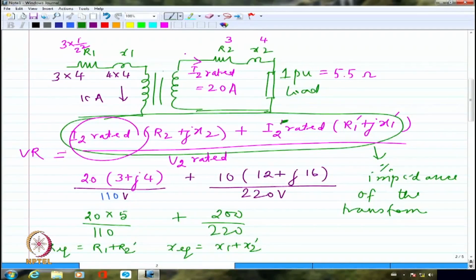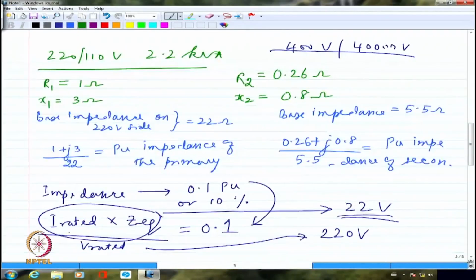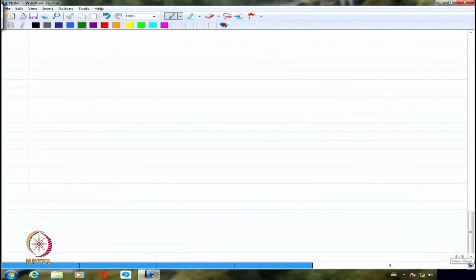Before we venture into the three-phase transformer, let us take a quick look at the current transformer and potential transformer. That will complete our discussion on single-phase transformers. So let us look at one of the special transformers, which is known as the instrument transformer.